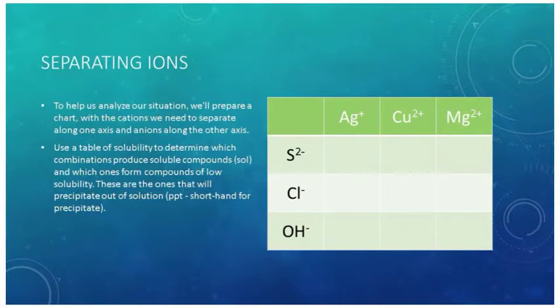So what we're going to do is set up a table with our cations at the top and our anions down the side. Then we're going to use our solubility table to determine which combination produces a soluble compound and which will have low solubility. These are the ones that will precipitate out. We're going to use PPT as the shorthand for precipitate, and SOL as the shorthand for soluble.